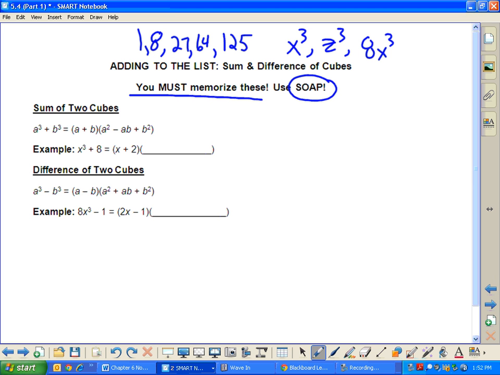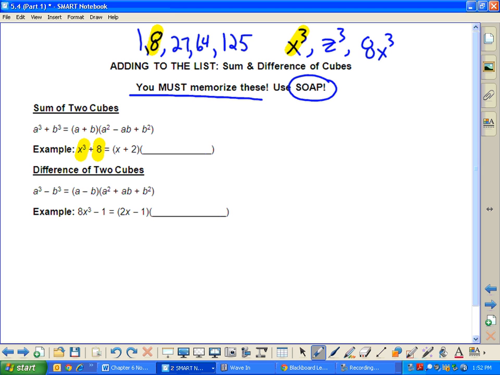So for instance, sum of 2 cubes. The first thing you want to do is decide, does this problem fit the description for being a sum of 2 perfect cubes? Well, check it out. X cubed is a perfect cube. And 8 is a perfect cube. Those were things in my list of perfect cubes that I made up top. So this problem fits the criterion for using the formula for the sum of 2 cubes.